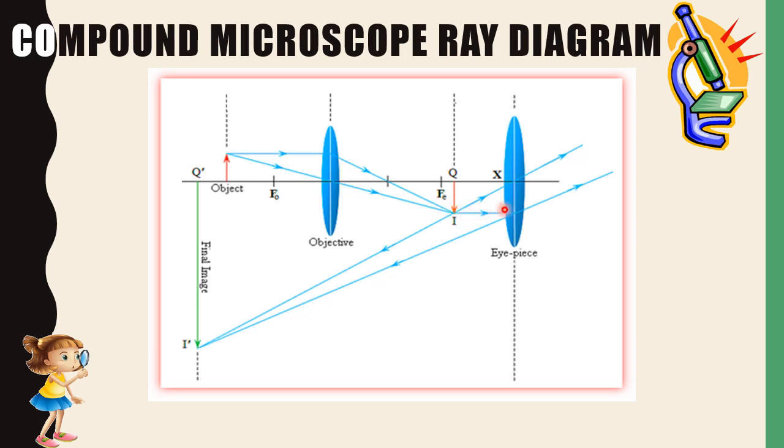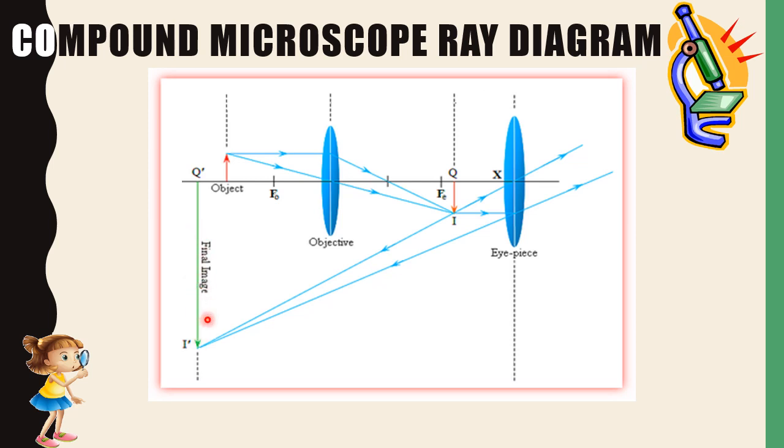Now let us recall what happens when an object is placed within the focal length of a convex lens. The image that you get in such a case will be erect, enlarged and virtual, and the location will be on the same side of the lens. That means QI being within the focal length of the eyepiece, we should get the image of this QI here, which is Q dash I dash, can be seen as an enlarged image.